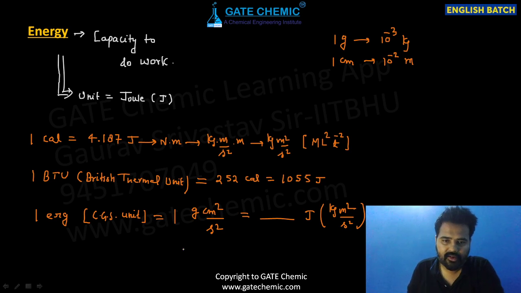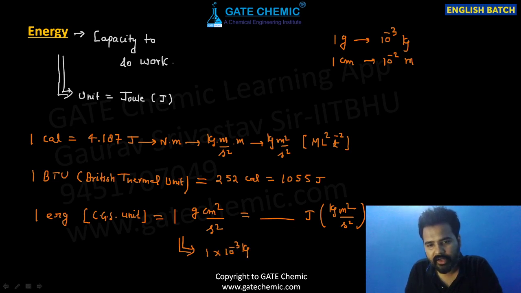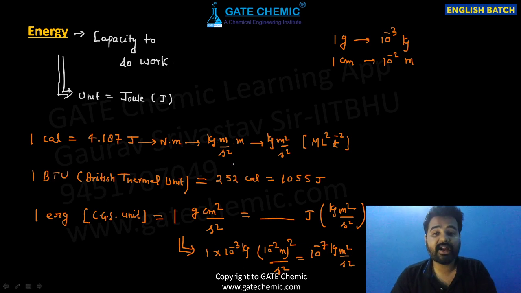So here you can calculate it like this: 1 into, in place of gram, 10 to the power minus 3 kg; in place of centimeter, 10 to the power minus 2 meter, and because it is centimeter square, whole square here, upon second square. Now 10 to the minus 2 squared is 10 to the minus 4, and with minus 3 it will give you 10 to the power minus 7 kilogram meter square per second square. That means one erg equals 10 to the power minus 7 joule.